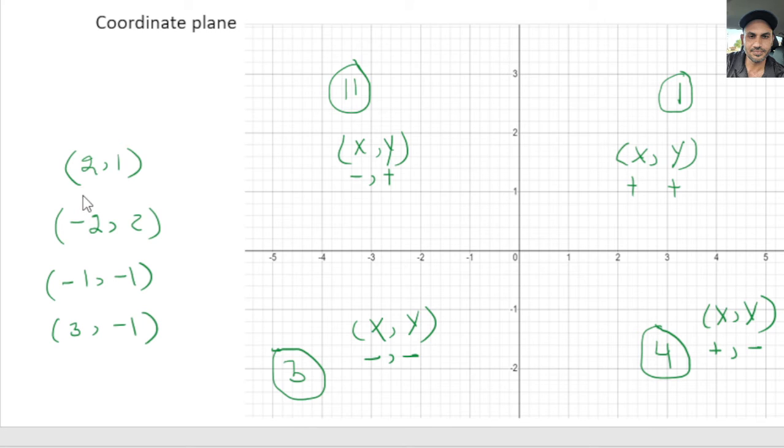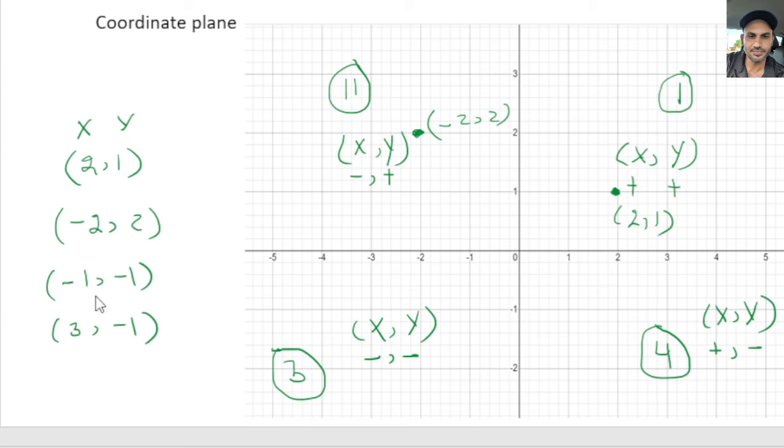So the first one is (2, 1). So x is 2. Remember, the first value is x. The second one is the y value. So if x is 2 and y is 1, the point would go right here at this point. That's (2, 1). So I'm going to mark this (2, 1). And here we have (-2, 2). So we start from the origin, negative 2 in the x direction and 2 in the y direction. So we're looking at this point right here, which is (-2, 2).